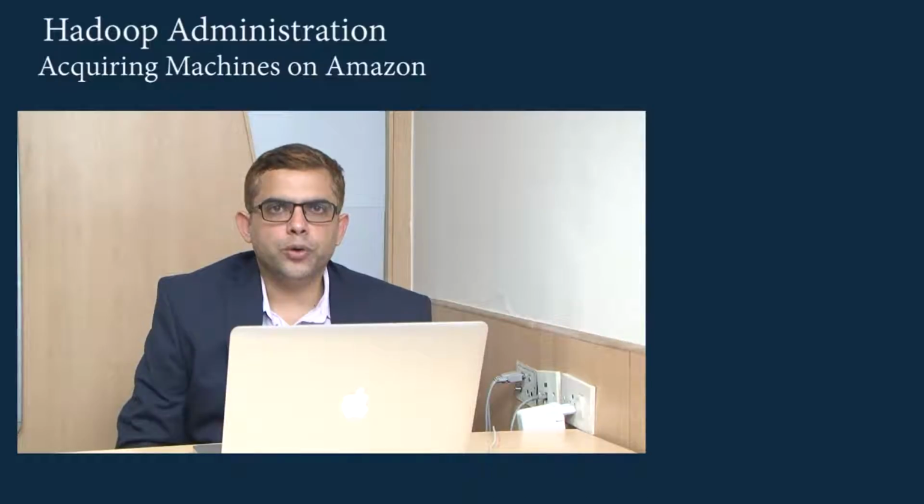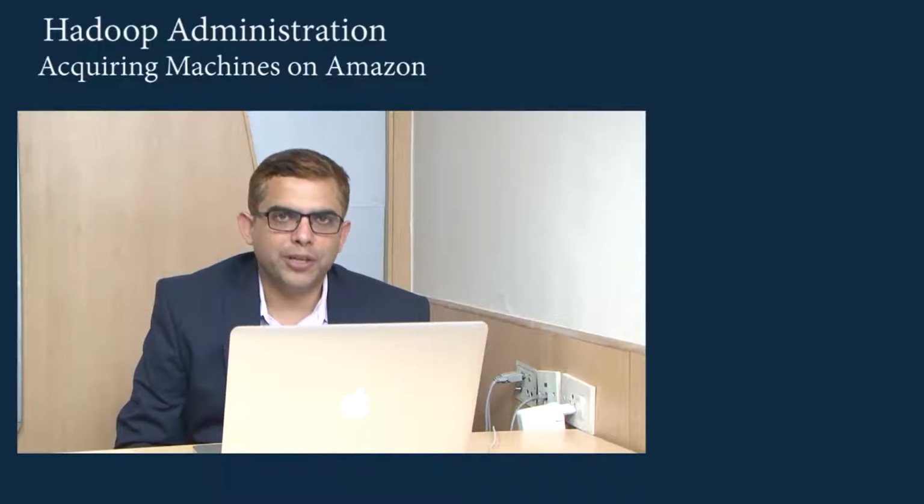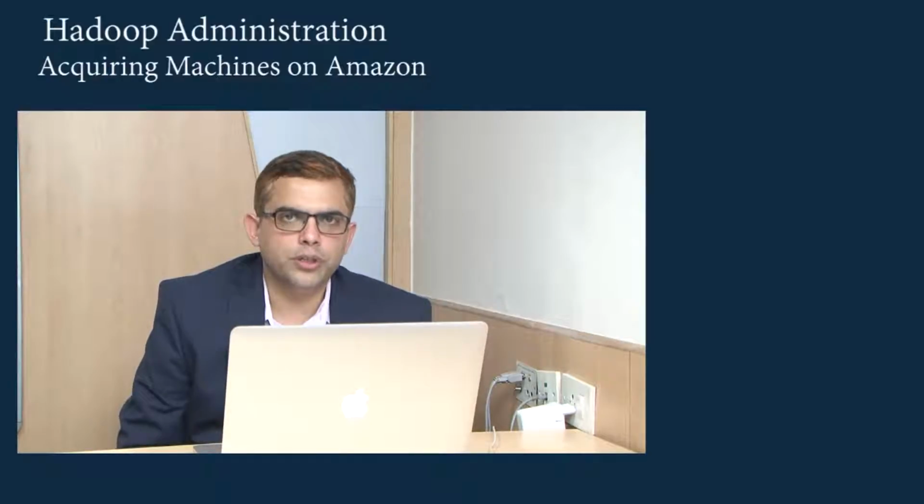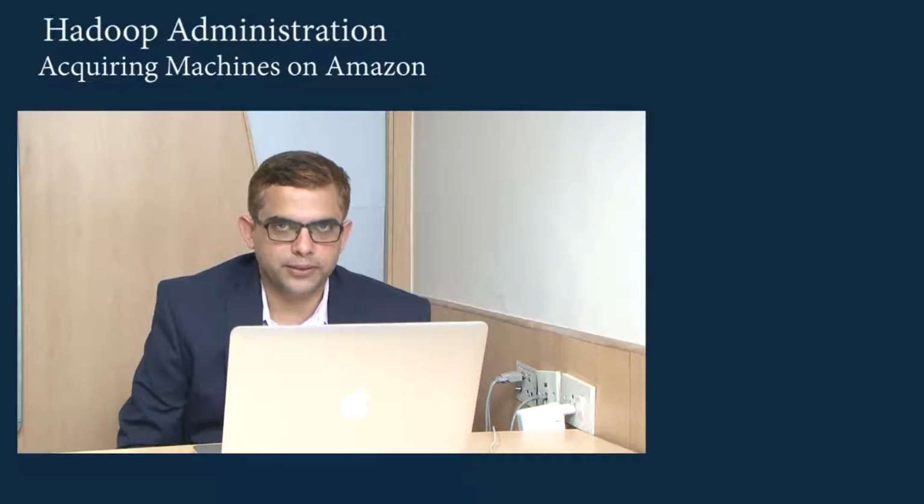In this video, we are going to look at how you go about acquiring machines on Amazon. Now the first process is you will have to go to AWS and register yourself. We are not going to do that because I already have an account. All you need to do is just click register and follow the steps to register.